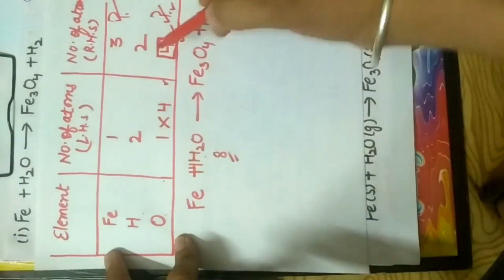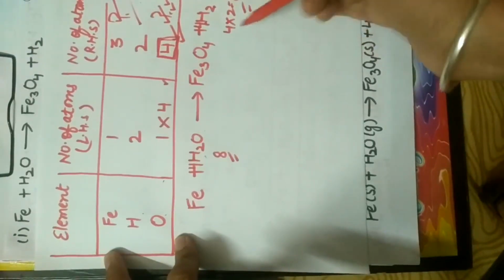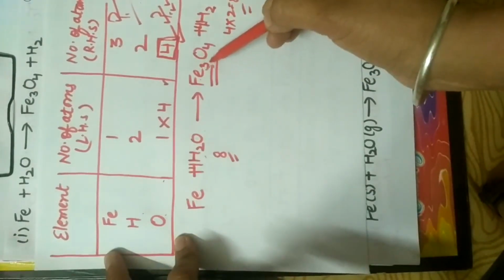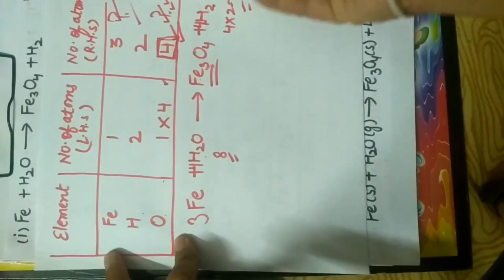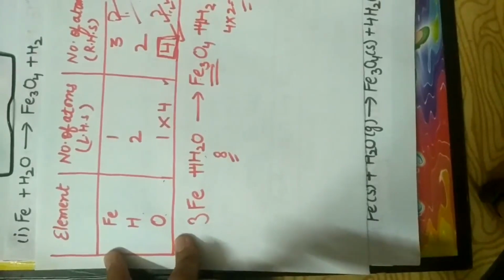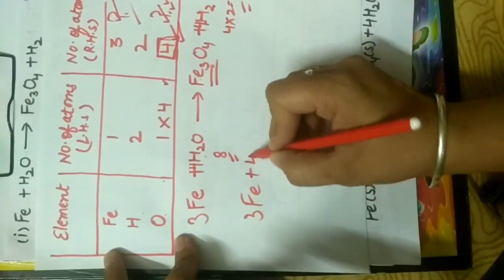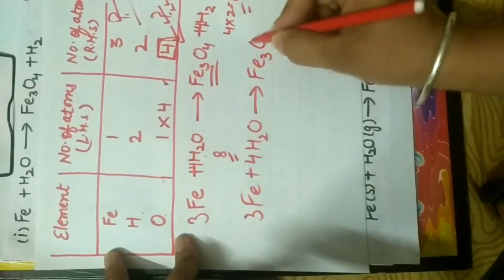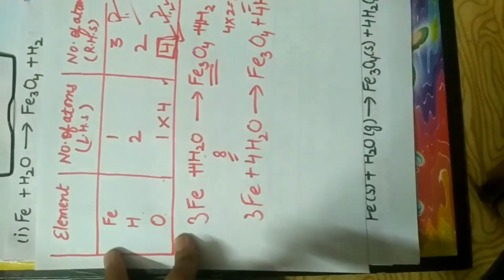Now the oxygen is balanced and the hydrogen is balanced. What is left last? Only iron, Fe. Fe is having how many atoms? 3 atoms. So I will write 3 here. Now it is a completely balanced equation. In this way you have to balance the equation. The equation will be 3Fe plus 4H2O gives Fe3O4 plus 4H2. This is balanced.